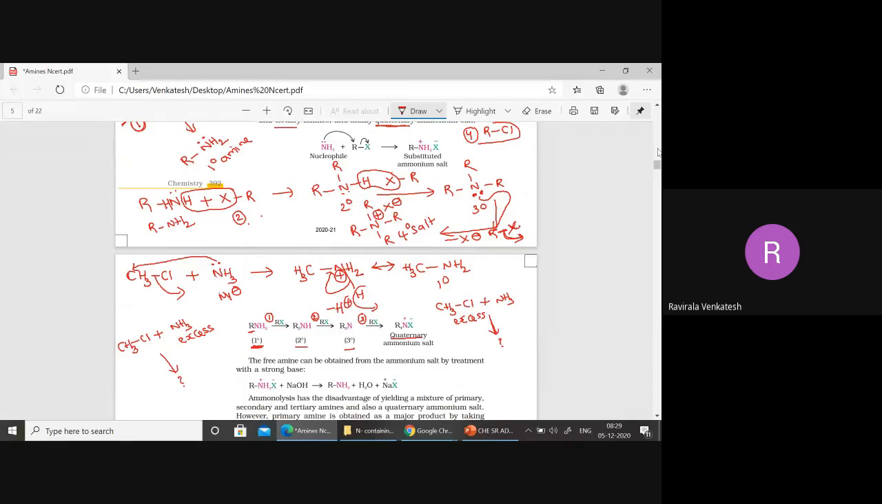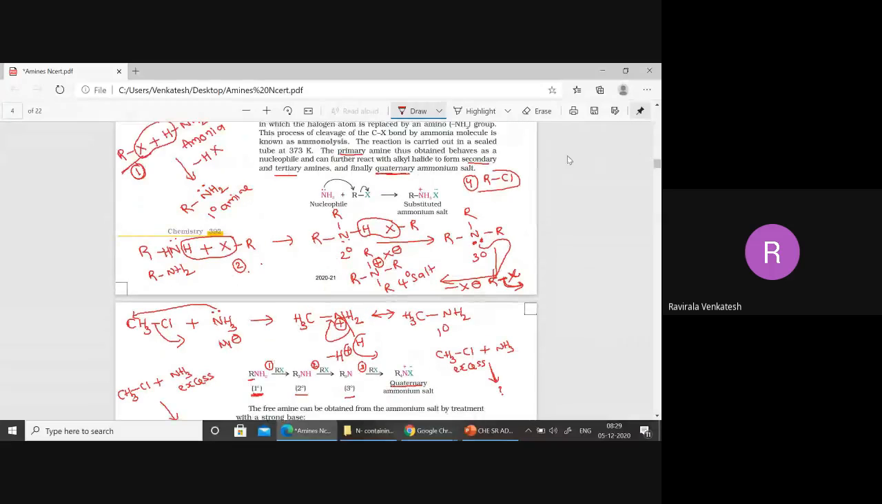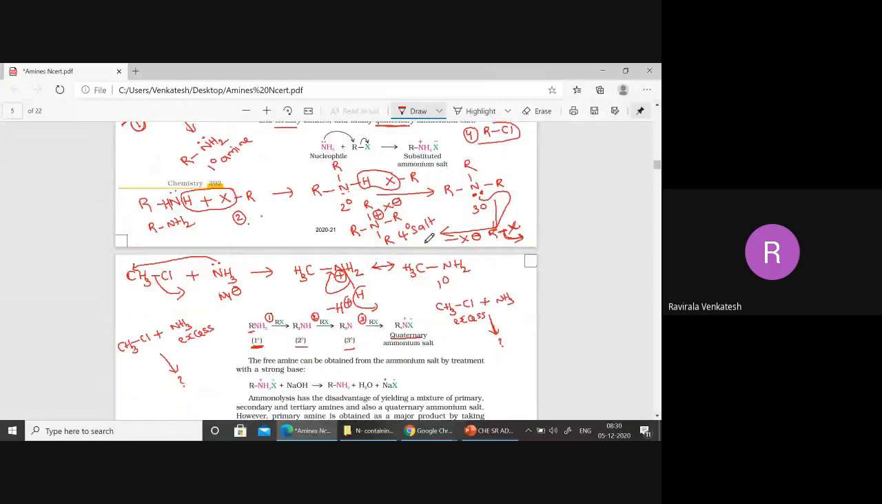That means 4 alkyl chlorides I have taken, excess, and only 1 mole of ammonia. When you observe this reaction, observe from here 1, 2, 3, 4. If you observe primary, secondary, tertiary, otherwise you can observe here also. We have taken only 1 mole of ammonia and 4 moles of alkyl halides here. I got all types here.